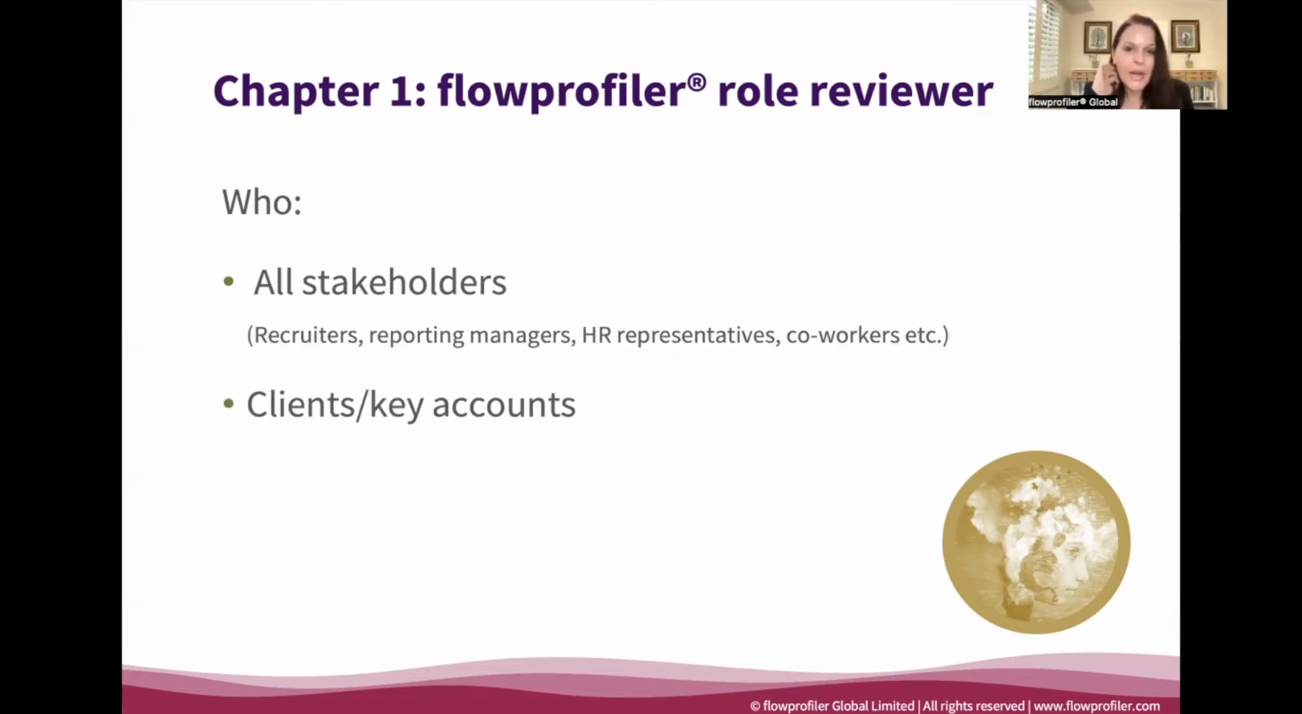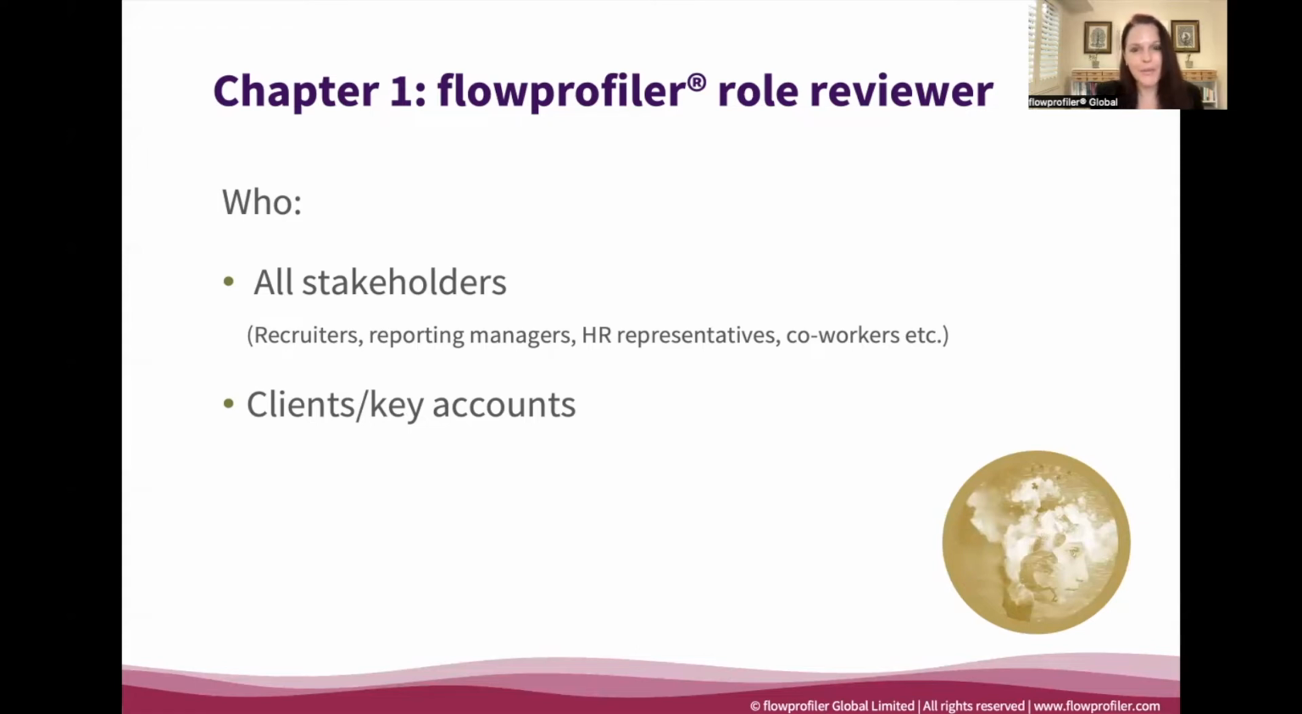Who's involved? Well, we would encourage as many stakeholders as you can possibly get together. That will include the recruiters, the reporting managers, HR representatives, co-workers, and in some instances, if you have got client-facing roles, you may even invite clients and key accounts to be involved in the process. At the end of the day, they are the end user, the key stakeholder.